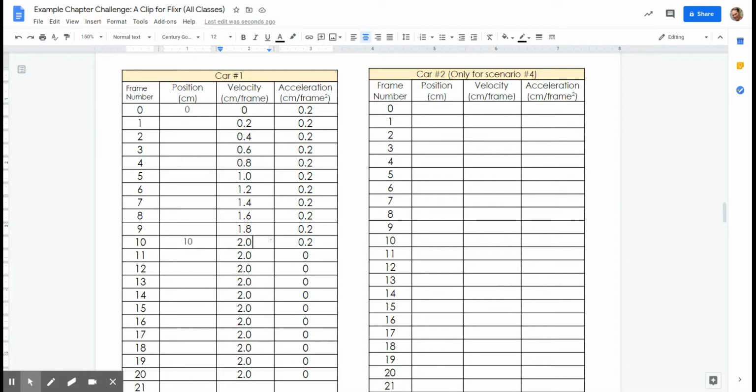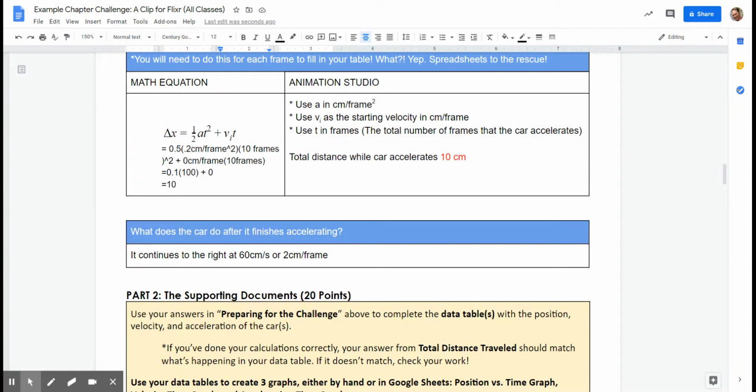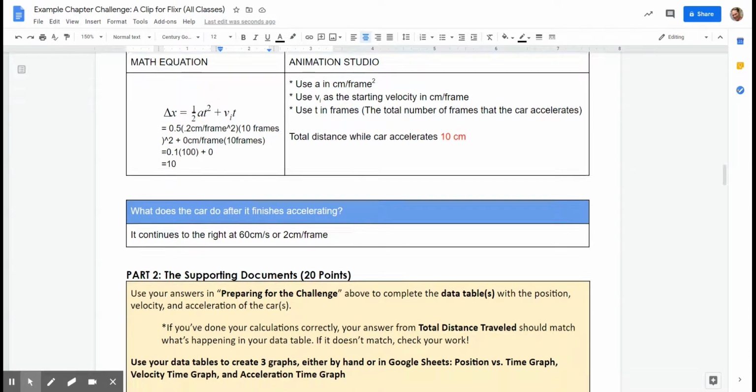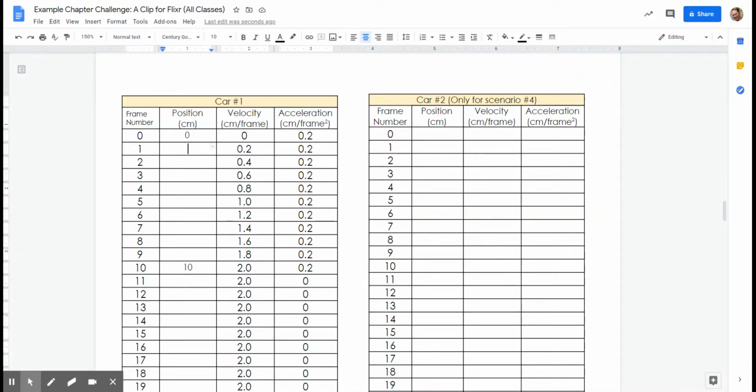This is position. Now, the position is the hardest part of the whole thing because we have to use this funny little formula up here, which is 1/2 at squared plus our initial velocity times time. Now, my initial velocity is 0, which means that this other piece here I don't even need to worry about. I just need this beginning part, 1/2 at squared. That's the only part that I need.